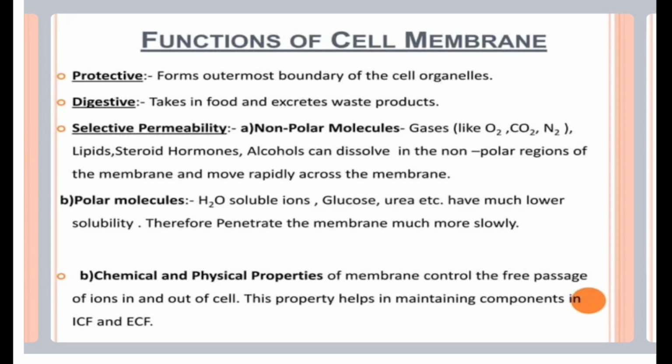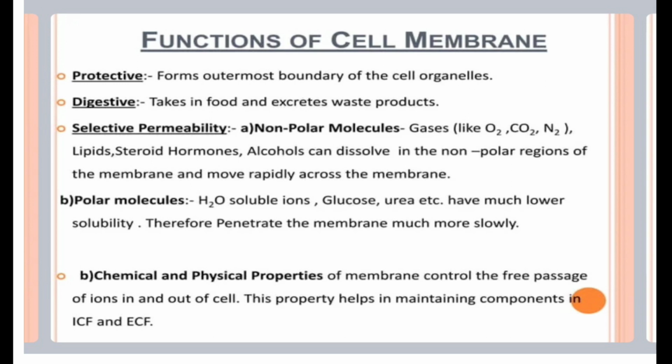Next we will see the functions of the cell membrane. The outer membrane is protective, that is why it is an outer membrane. It protects from other organelles. Next is digestive: the cell takes in food and excretes the waste products. As we human beings eat food and then excrete through urine and feces, in the same way it is a digestive property of the cell that it will take in food and excrete the waste products.